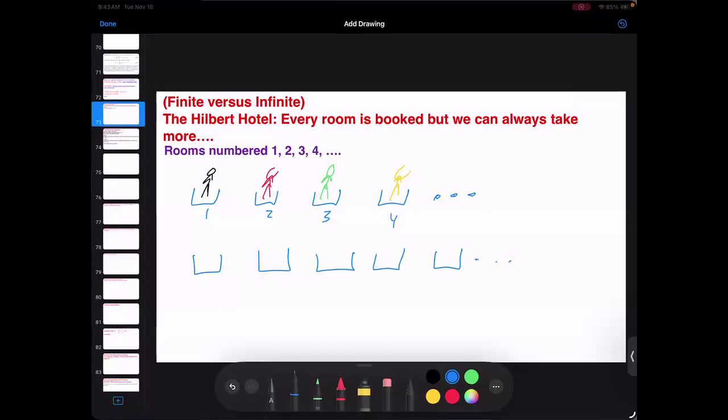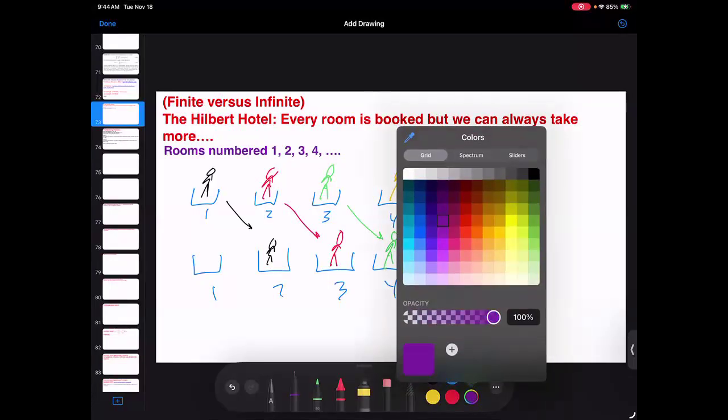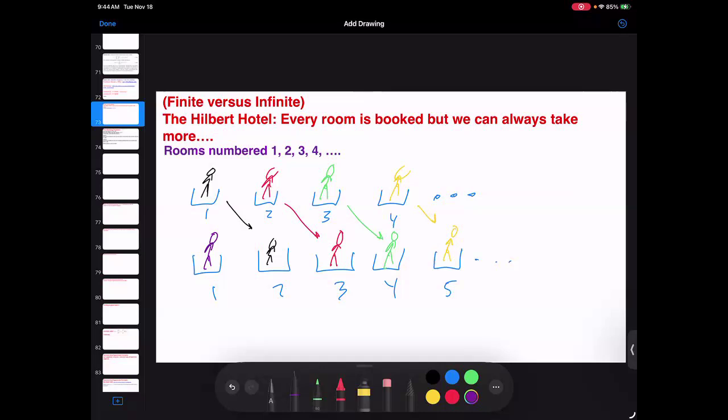What if we shift everybody 1? So we move the person who was in room 1 to room 2. We move the person in room 2 to room 3. This is, of course, inconvenient for them, but we don't care. We're getting $1 million. We move the person from room 3 to room 4. We move the person from room 4 to room 5, and so on. And so when we do this, we have now opened up a new room, and now we can put in a new person. So even though every room is filled, we were able to get somebody else in.